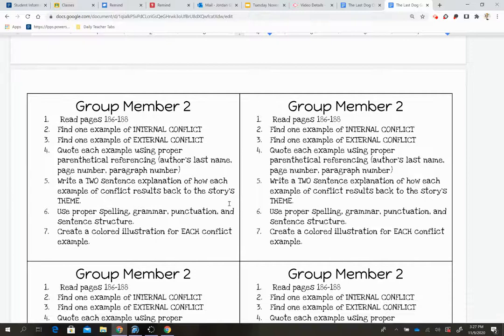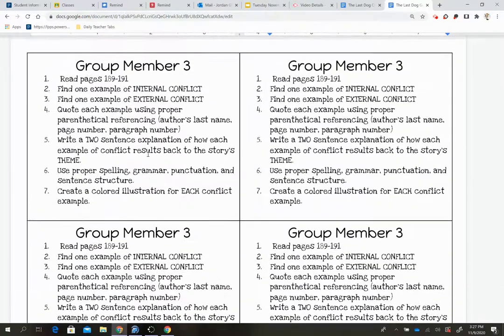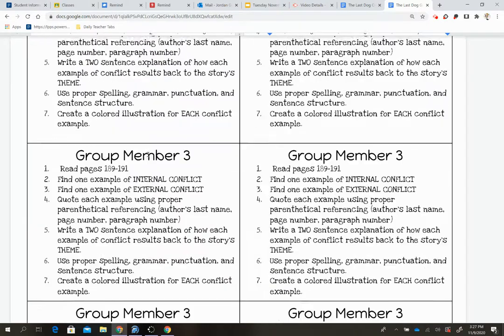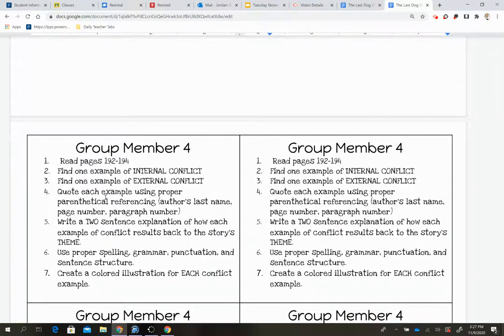Then again, group member 2 does the same thing that group member 1 did. They just changed the page numbers, 186 through 188. Group member 3, same exact thing as group members 1 and 2. You just have pages 189 through 191. And then group member number 4, same exact thing as 1, 2, and 3. You just have 192 through 194.